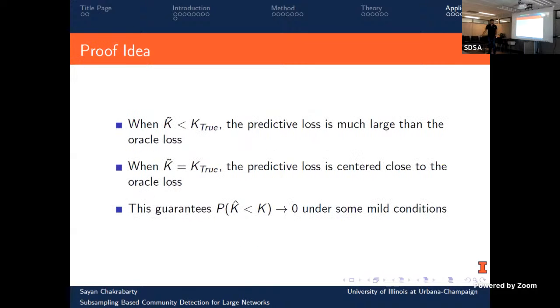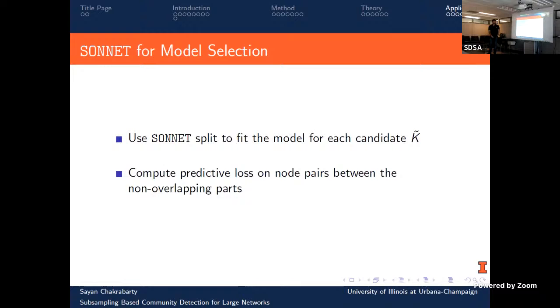So we can use our sonnet kind of subsampling structure to perform model selection. In sonnet, we are working with smaller subgraphs, so we can save computation time there, and we can use the same split as sonnet for each candidate value k tilde, and then we can just compute the predictive loss on node pairs that are between the non-overlapping parts. When we were performing sonnet, we didn't use the node pairs between the non-overlapping parts, so we can use that as the cross validation set.